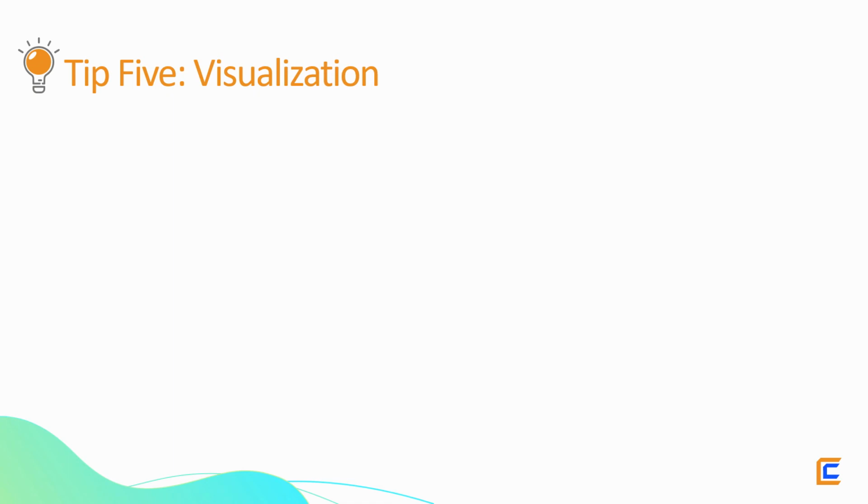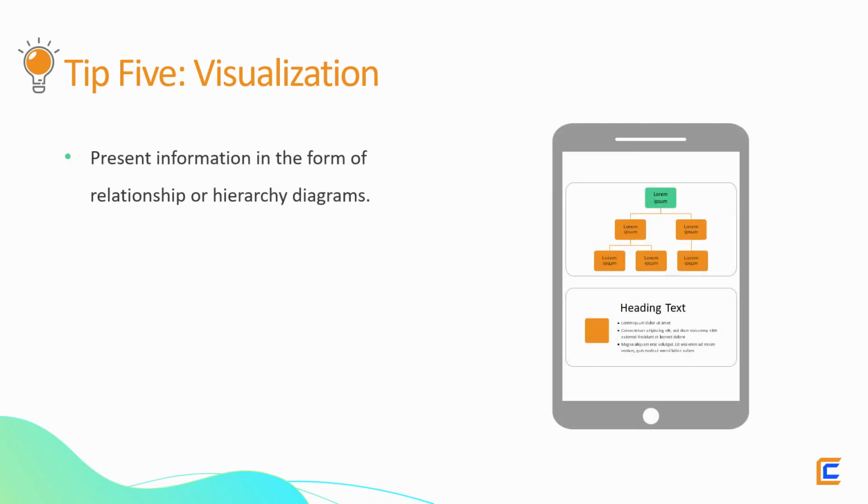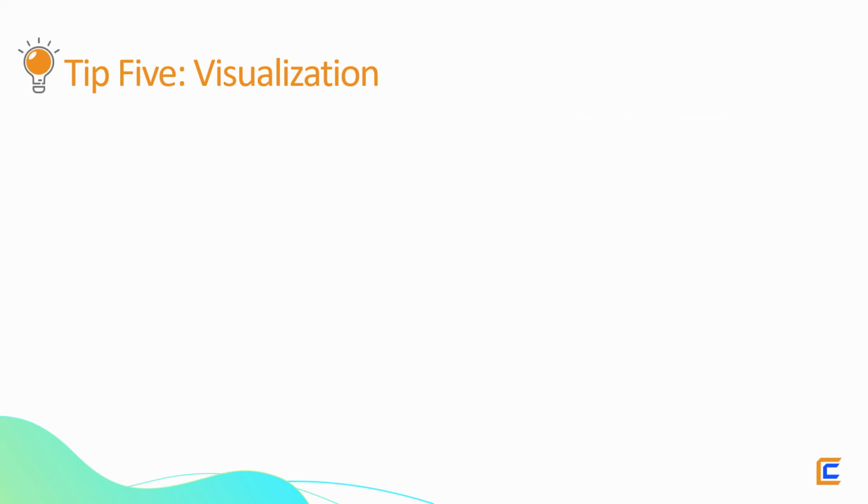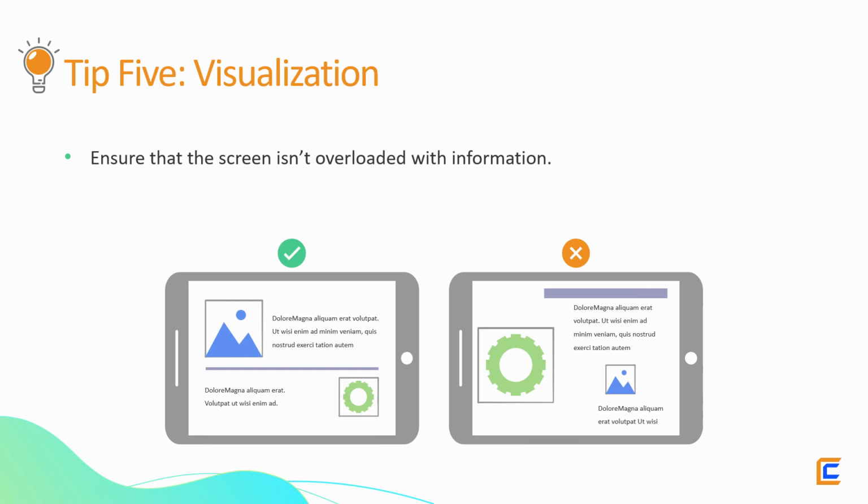To design slides with enough white space, aim to present information in the form of relationship or hierarchy diagrams that convey the meaning of the content. If the content type you are teaching cannot be visualized easily, it's okay to present it in the form of plain text or bulleted lists. However, make sure that the screen is not overloaded with information. Keep sufficient white space on the screen.